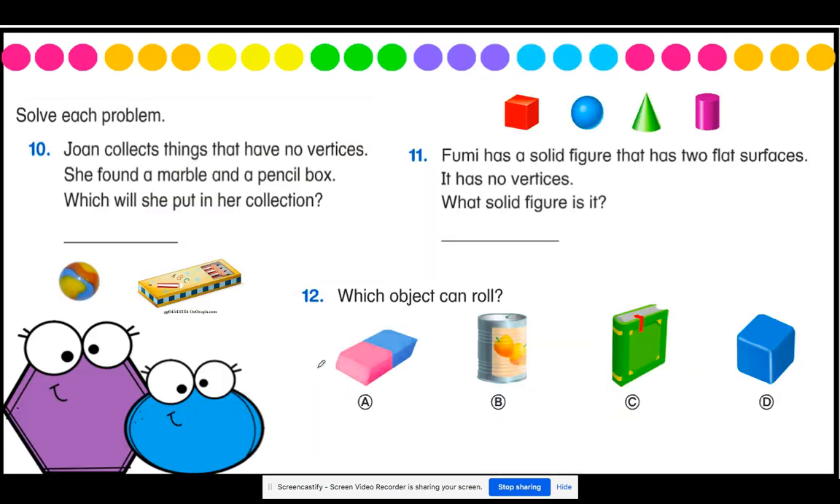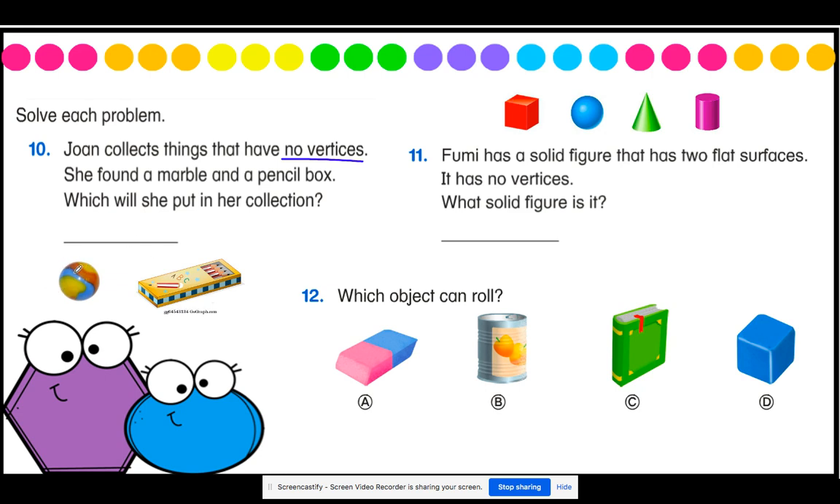Some word problems for us. It says that Joan collects things that have no vertices. She found a marble and a pencil box. Which will she put in her collection? So let's break that problem down. She collects things that have no vertices. So looking at the 2 items that she has, a marble as well as a pencil box, and I included those pictures for you to see. Which one does she put in her collection?